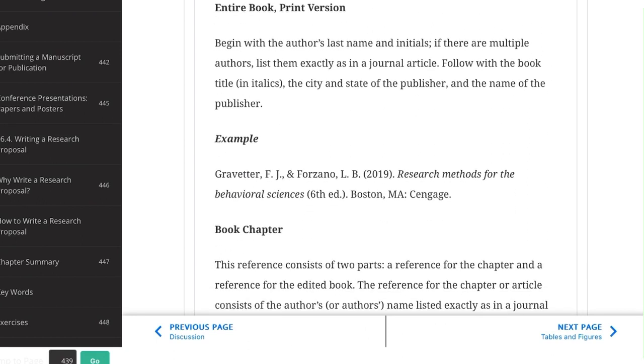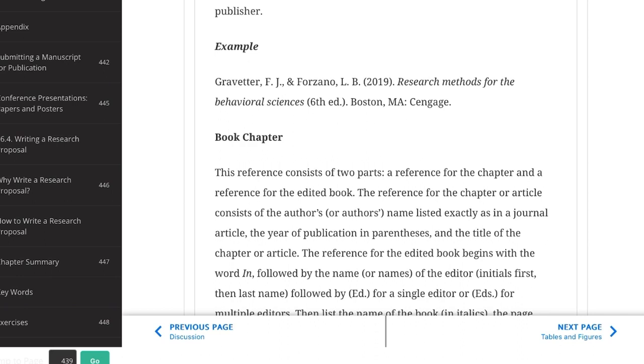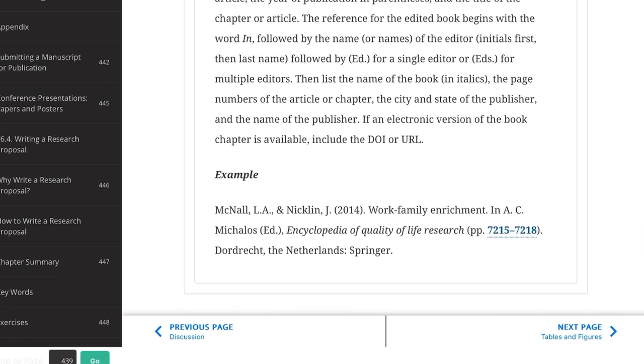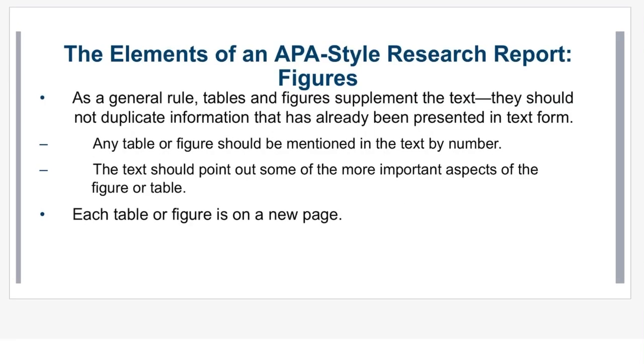Then if it's an entire book, not just a journal article, then that's what that looks like. And then for a book chapter, if that's all you're referencing, then that's what that looks like down there at the bottom. Of course, there is a lot more information at apastyle.org for that, but that just gives you an example for the basic types of sources.